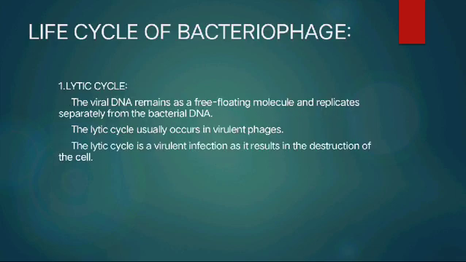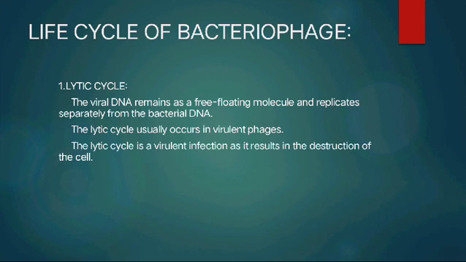Life cycle of bacteriophage. First is the lytic cycle. The viral DNA remains a free-floating molecule and replicates separately from bacterial DNA. The lytic cycle usually occurs in virulent phage. The lytic cycle is a virulent infection as it results in the destruction of the cell.